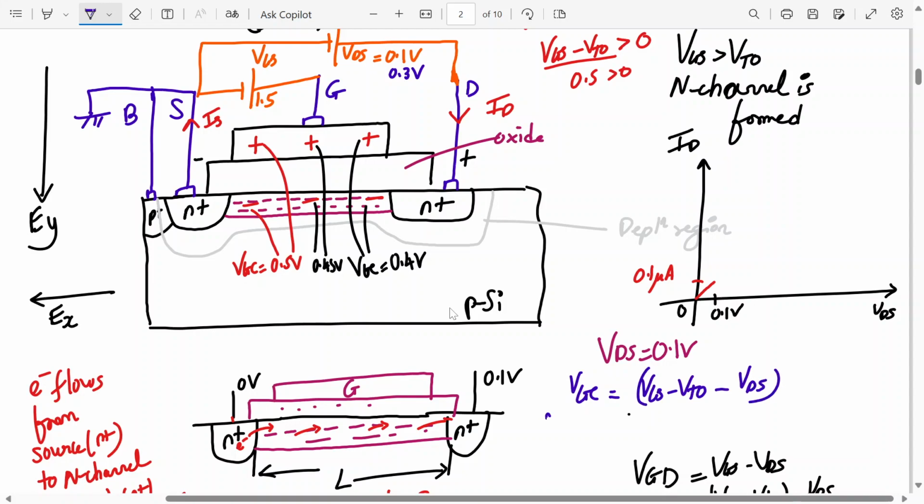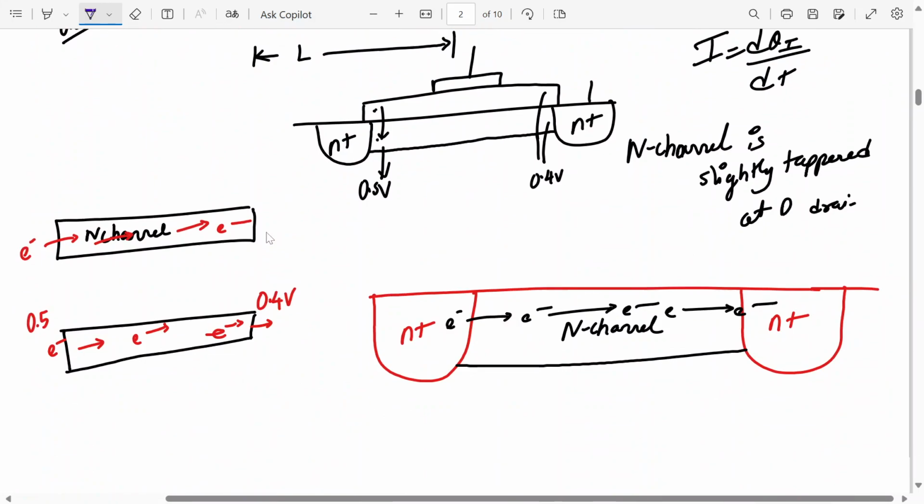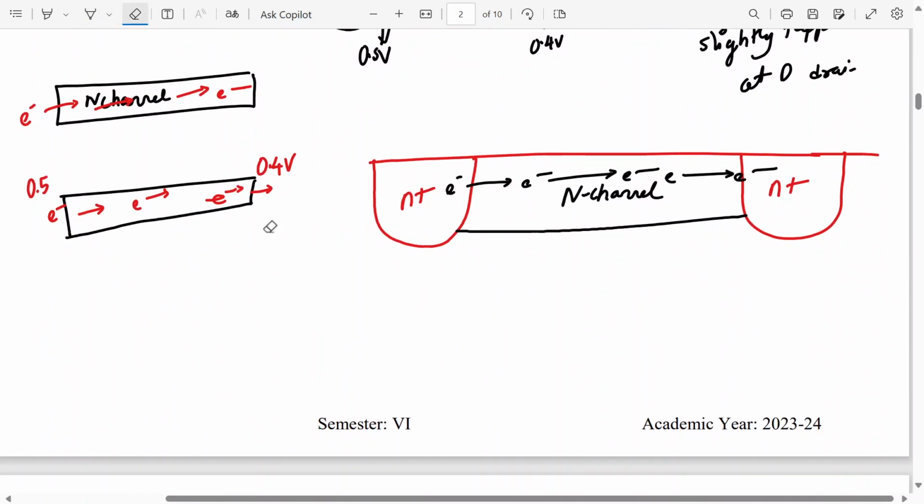So at the drain end, what will be its value? This is 0.5 minus 0.3, so it will be 0.2, right? Yes or no? Will it be 0.2? Yes, sir. And at the source end it will be 0.5 only, right? So VGC at the source end will be 0.5 only. So the channel will become even more tapered. Yes or no? So now it was tapered like this, now it will become more tapered like this.